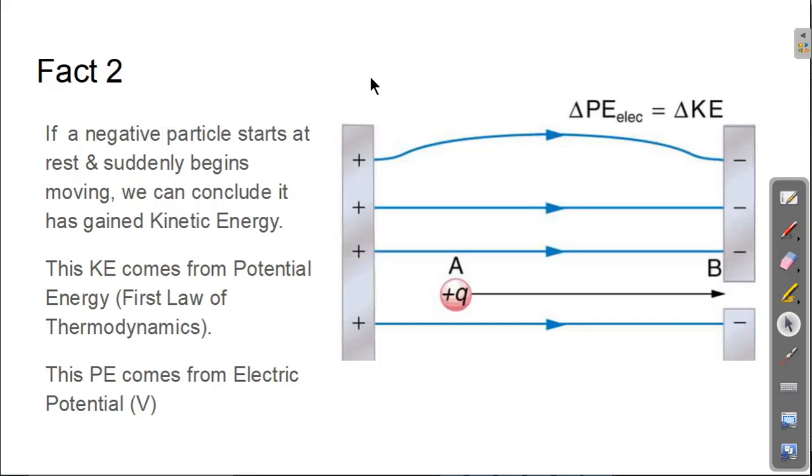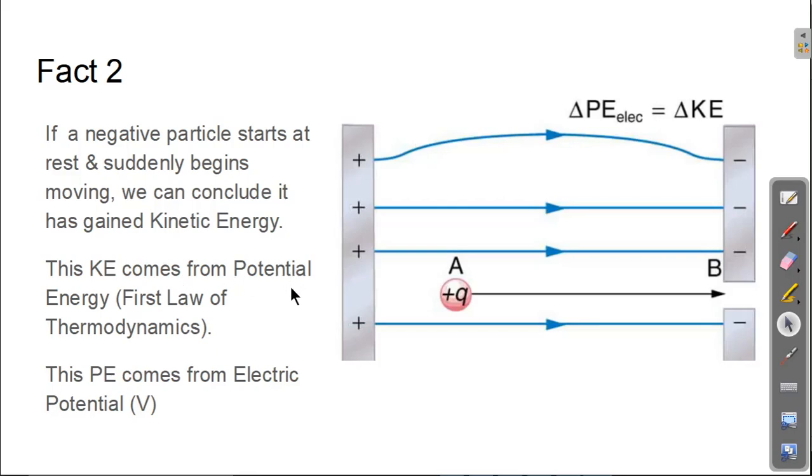Fact number 2. If a negative particle starts at rest, remember these were electrostatic force particles to start with, and suddenly begins moving, we can conclude it has gained kinetic energy. If you remember, kinetic energy is 1/2 the mass of the particle times velocity squared. So if it starts moving, now it has kinetic energy. This kinetic energy did not just appear out of nowhere. The first law of thermodynamics tells us that that energy was there all along. This energy comes from potential energy.